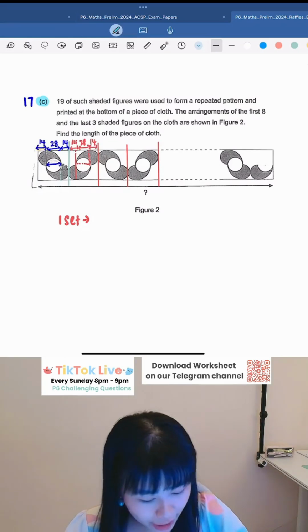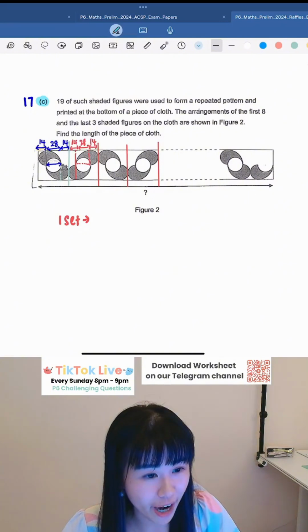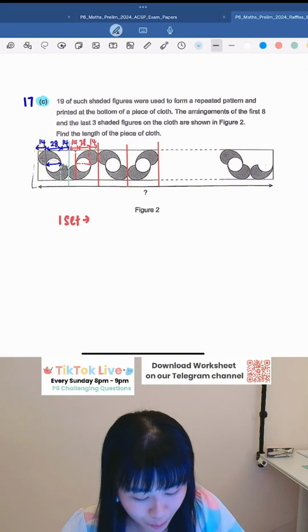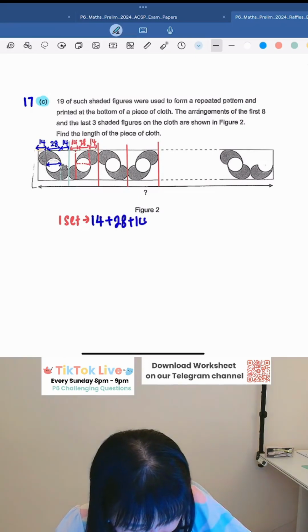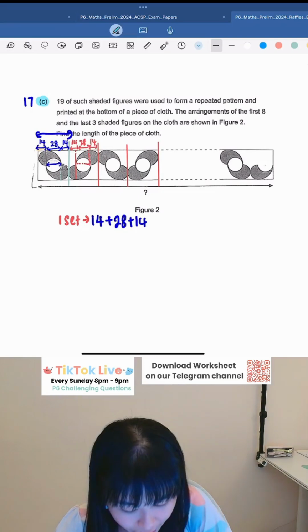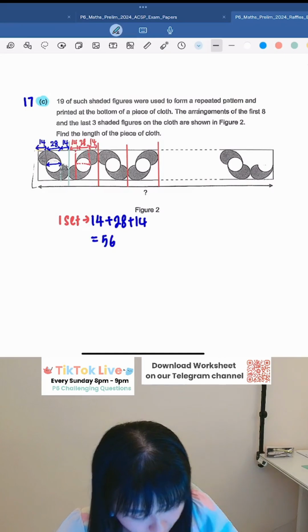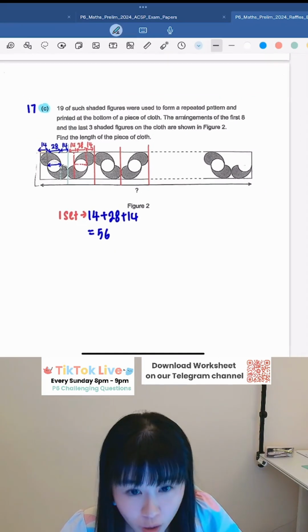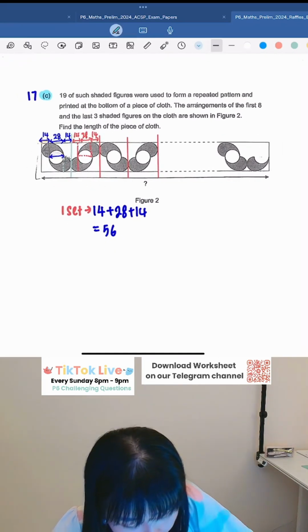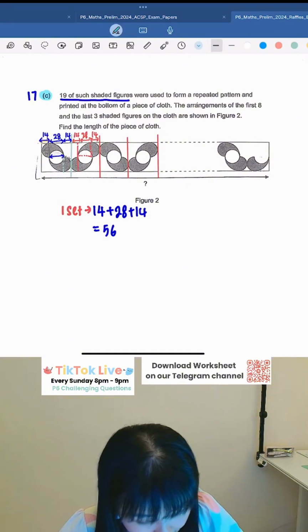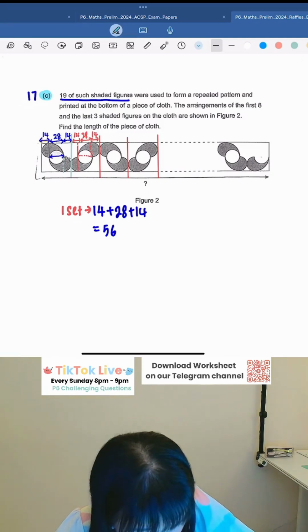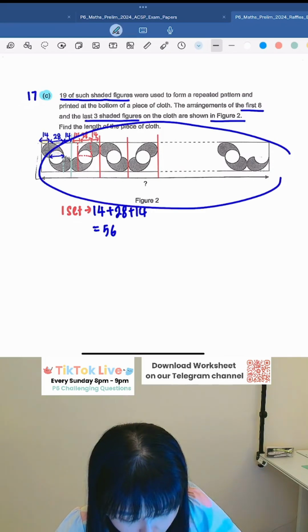Okay, I'll churn it out for you. Katie, your one set is 14 plus 28 plus 14. I just want to know the whole length here, everybody. So 14 plus 28 plus 14, your one set is 56. Now once you get this, you see they have 19 of such figures, and the arrangement of the first 8 and the last 3 are shown in figure 2, which they show us here.